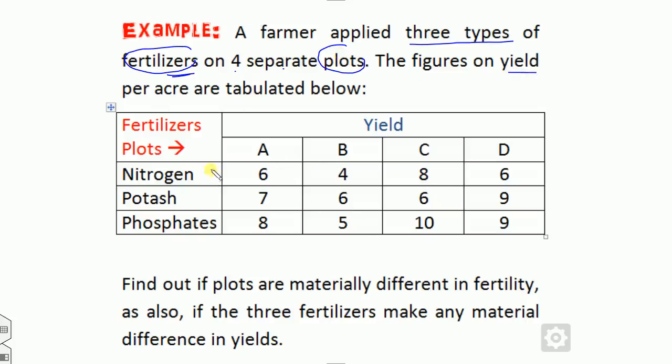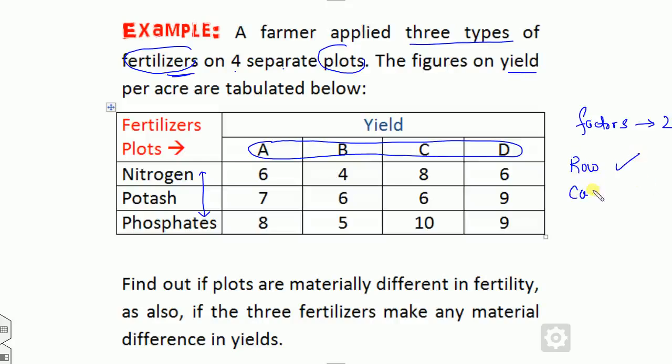First of all, check whether this is a two-way or not. There are two factors: Nitrogen is one factor, and similarly this is the second factor. So it's a two-way, two factors are there. And you have to check whether the number of observations in each row and column is the same. The number of observations in each row is 4, 4, 4, and in each column 3, 3, 3. So row-wise the numbers are the same, column-wise the numbers are the same: 4 each here, 3 each there.